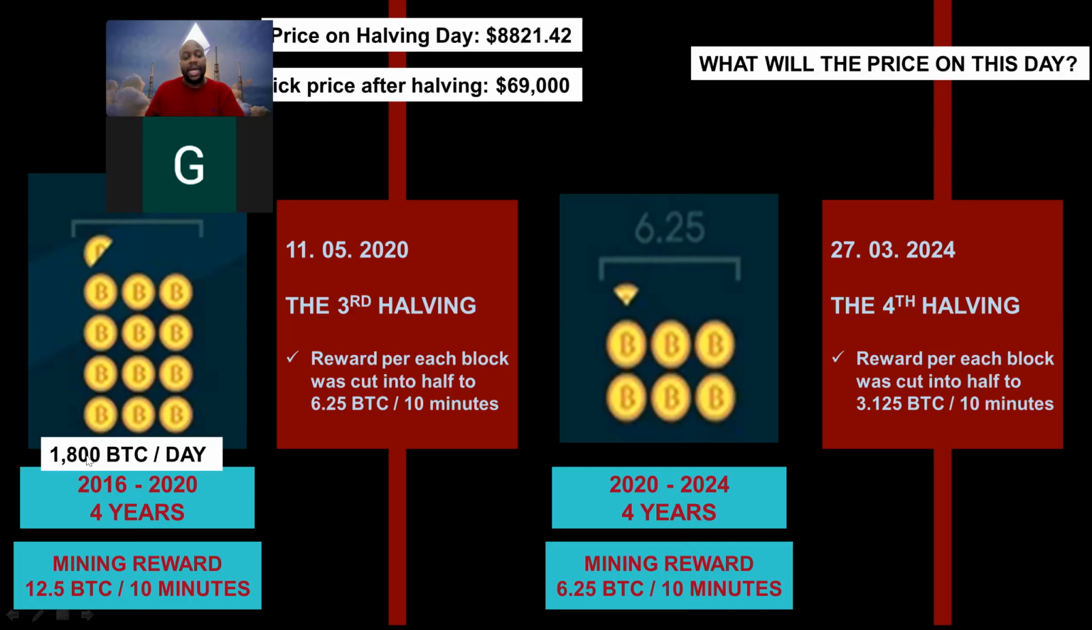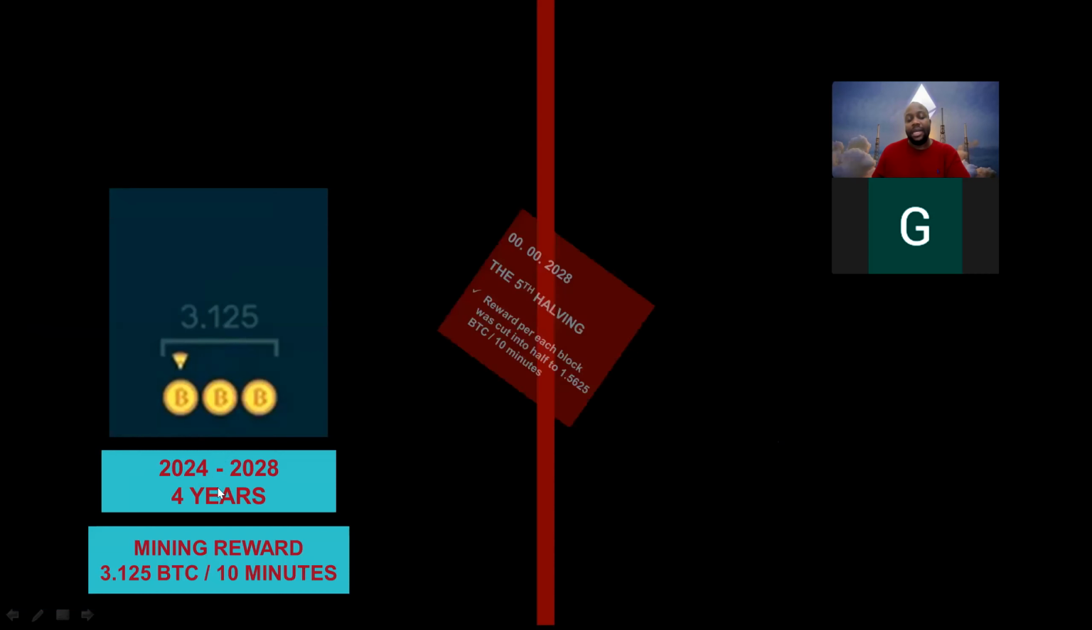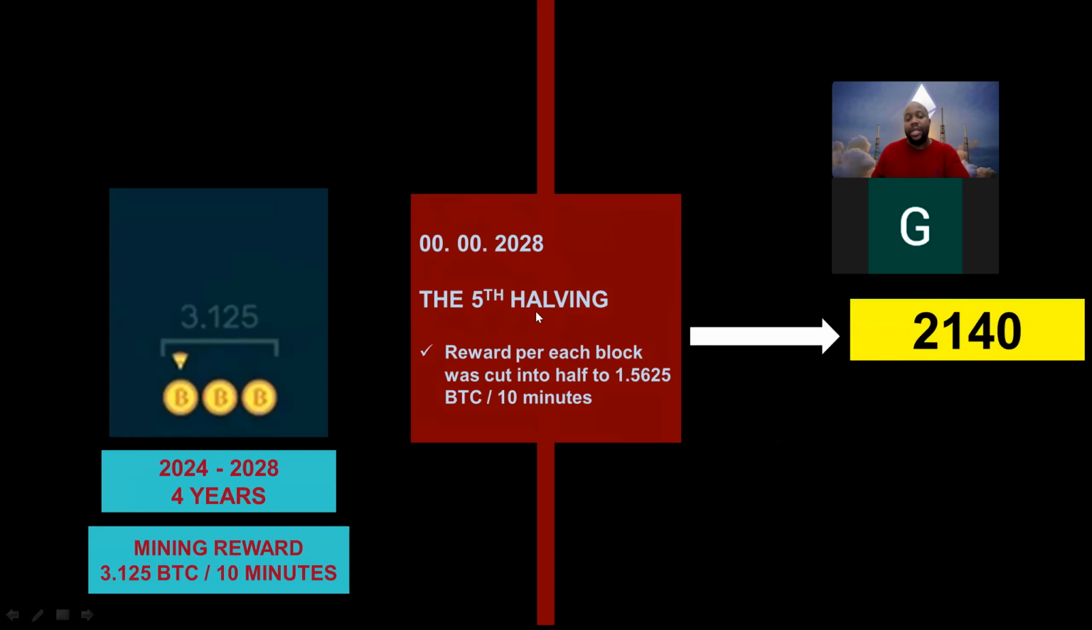Because on the second halving, the amount of Bitcoin produced in a day was 1,800, but right now we experience a deduction. Now we get only 900 Bitcoin per day. So at the next halving, we will see 3.125 Bitcoin per 10 minutes or per block. After this, it will take another 4 years to 2028, when it will be cut into 1.5625. This halving will continue time after time until all the Bitcoin have been mined in 2140.